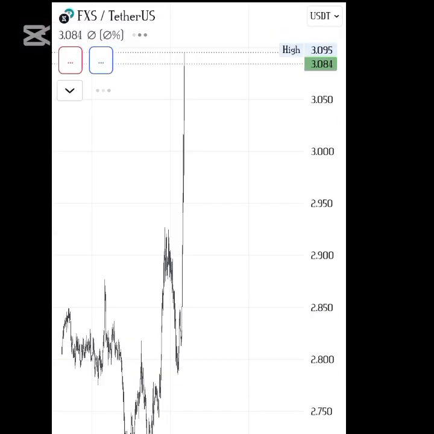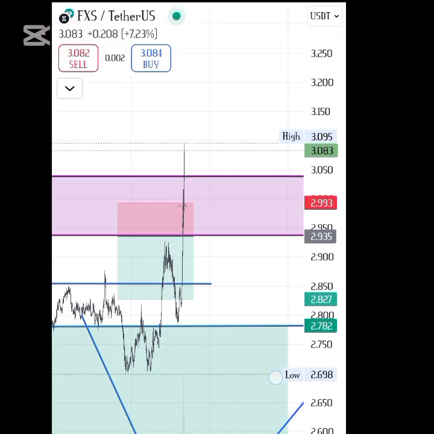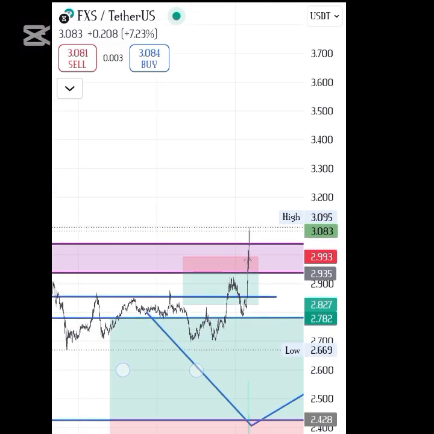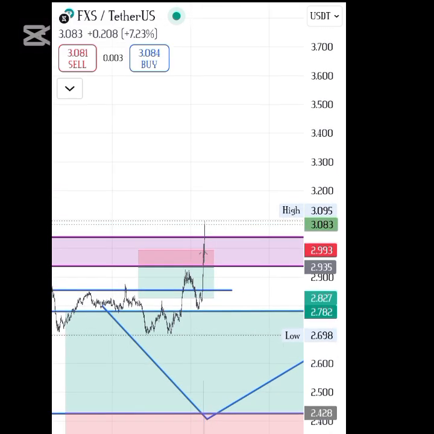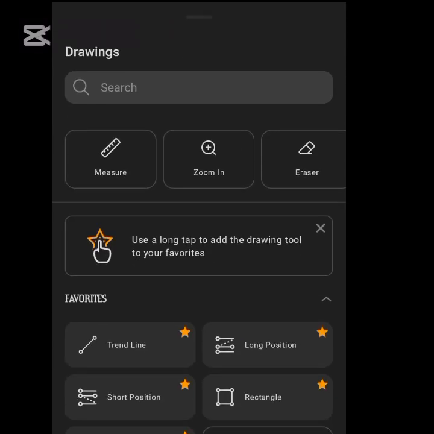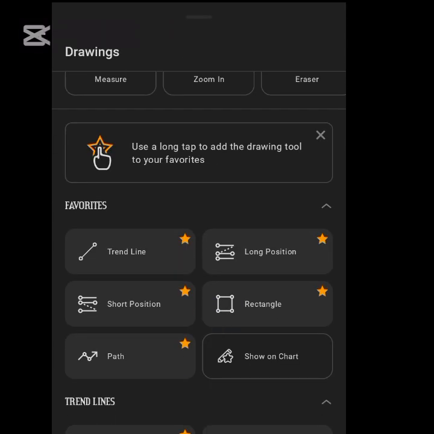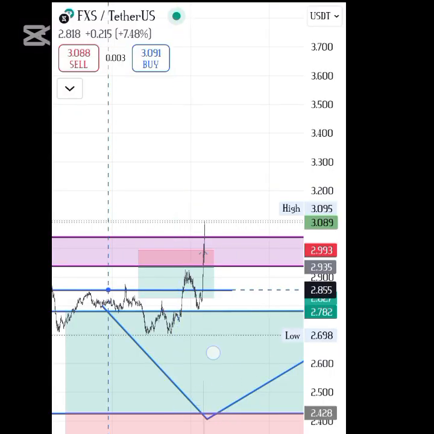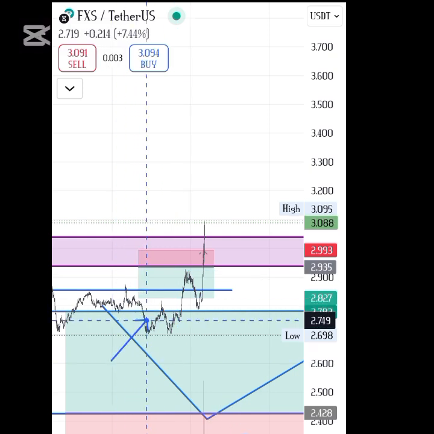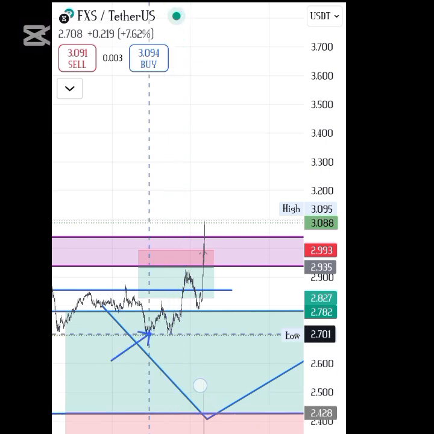So I think I analyzed FXS USDT. Okay. See the bias I had. I wanted it to come down. I wanted it to break this area. Then, wait, let me draw an arrow so I'll explain better. Let me use this one. So I wanted it to break here and come down to this point.